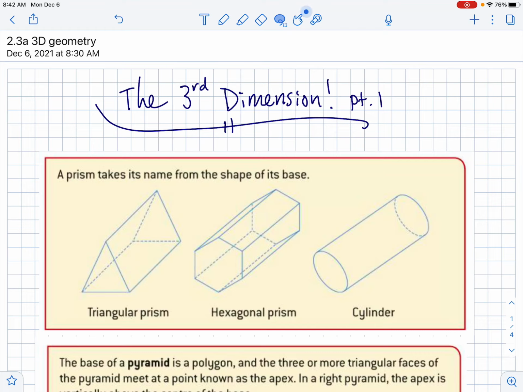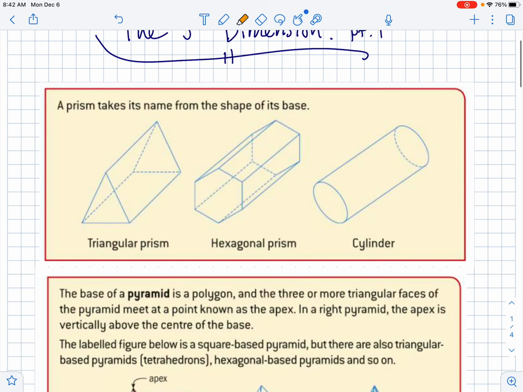IB AI SL 2. We're going to start today talking about the third dimension. We're talking about 3D solids. You may have seen some of these solids before, but we're going to go over everything from a pretty fresh perspective. First up, prisms. Prisms are these shapes that have the same congruent shape on either end and then are just connected by parallel lines.